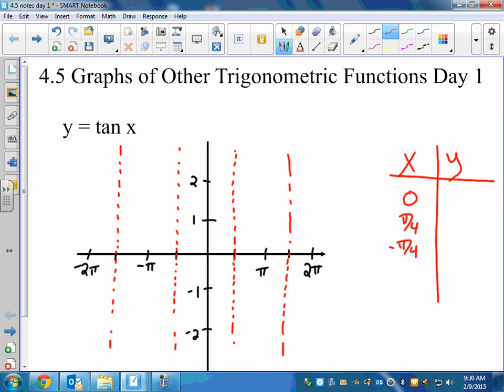What's the tangent of 0? 0, great job. Tangent of pi fourths is my favorite tangent. 1, because it's square root 2 over 2 over square root 2 over 2. What's the tangent of negative pi fourths? Negative pi fourths is in quadrant 4, so it's negative. Oh, look how nice this is. At 0, 0. And then halfway in between is going to go up to 1. And halfway back here is going to go to negative 1.